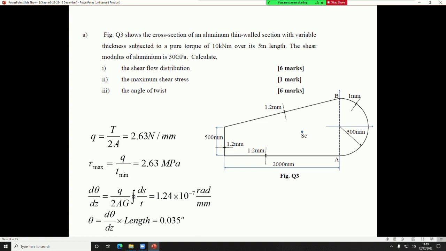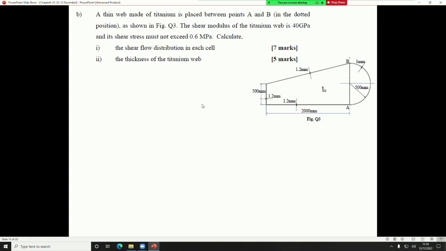Any questions? Okay. And the second part of this question says a thin web made of titanium is placed between point A and B in a dotted position. The shear modulus of titanium is 40 gigapascals, and the shear stress must not exceed 0.6 megapascals. So it's a bit similar to your coursework. Now calculate the shear flow distribution in each cell and the thickness of the titanium web.